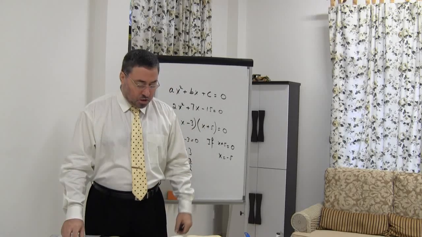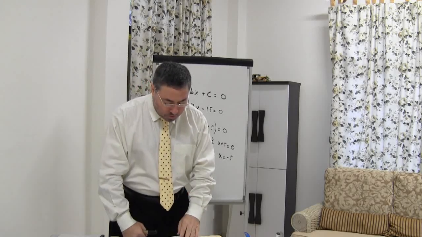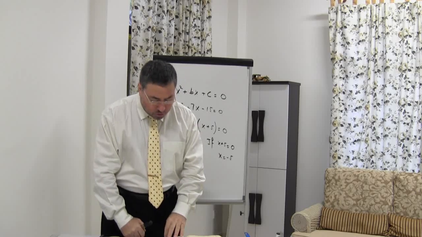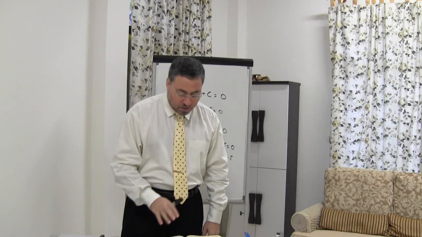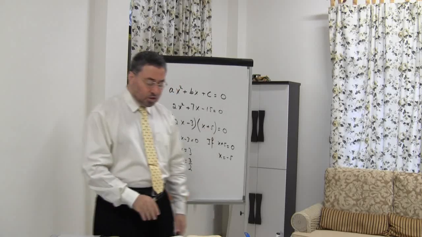Welcome back to freehighschooleducation.com. Today we are going to do chapter 7.7 in Algebra 1, page 267, solving quadratic equations by factoring. This is the second session for this chapter.